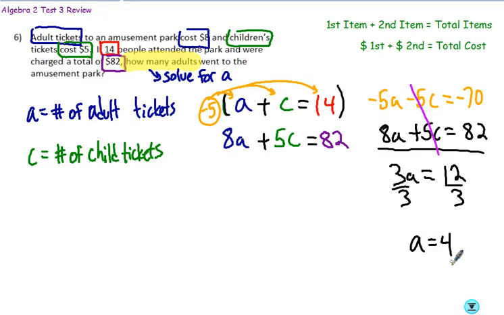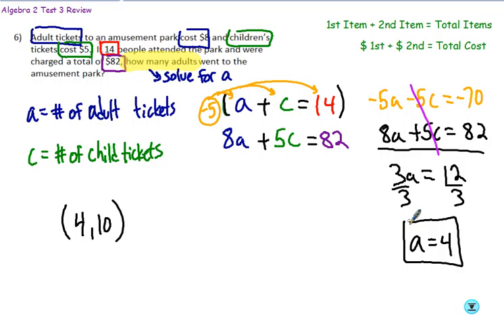So that means that 4 adults went on the trip. Well, obviously you can figure it out from here. If there's 4 adults that went, 14 total people, how many kids were there? Well, 4 plus 10 would give you 14. But actually this particular question is just asking for the adults. So even though we're used to writing our answer as an ordered pair like 4 comma 10, this particular question is just asking for the adults. So we could just say here that A is equal to 4, that there were 4 adults that went.